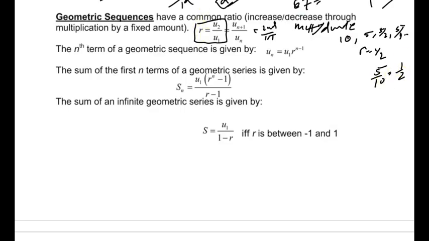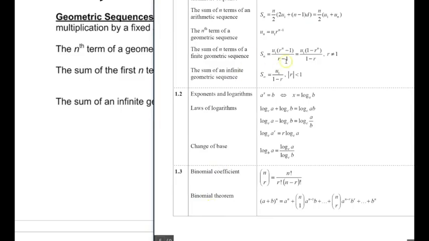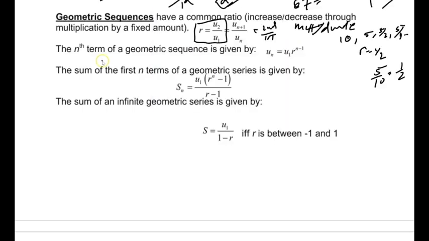So this is not a formula in your formula sheet. As you can see by our formula sheet right here, there's no formula for r, but you kind of want to add that in yourself. On the side, you put r equals u2 over u1. And then when you get your formula sheet on the test, you just write that in.